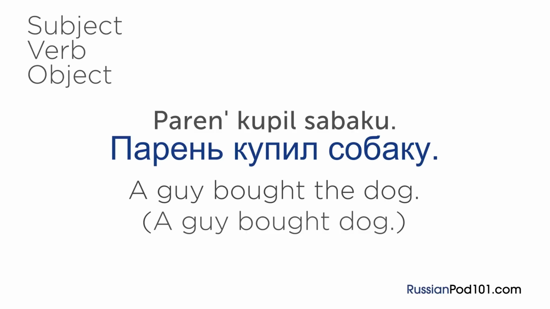Russian uses the same word order as English, SVO. Парень купил собаку. Парень, the subject, a guy, goes first. Купил, the verb bought, goes second. And собаку, the object dog, goes last. This means that you can create any basic sentence in Russian simply by exchanging the English words for Russian words using a dictionary, and still be understood. Isn't that easy? In fact, Russian word order is much more flexible than English.